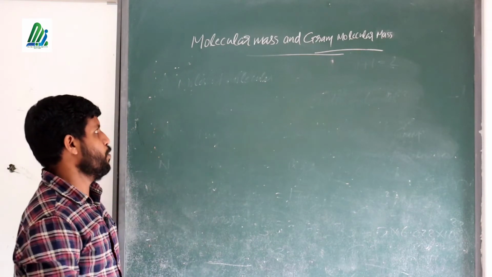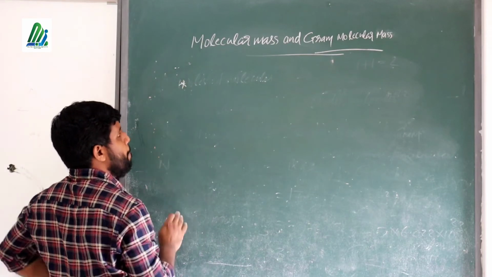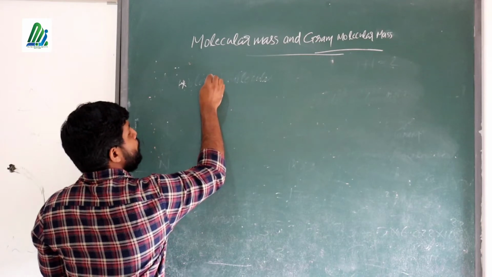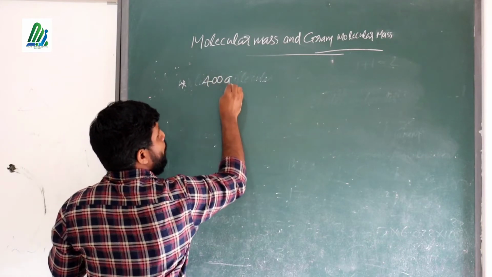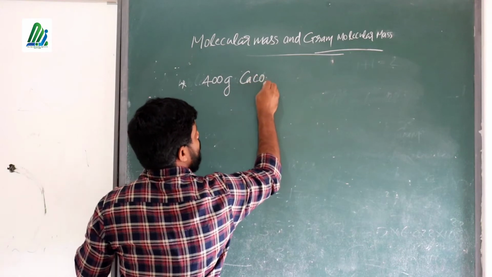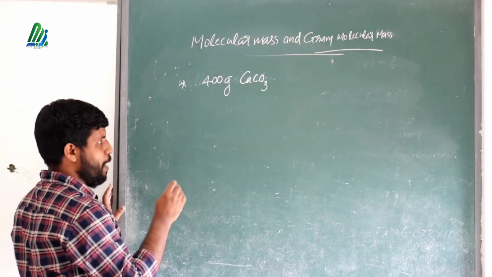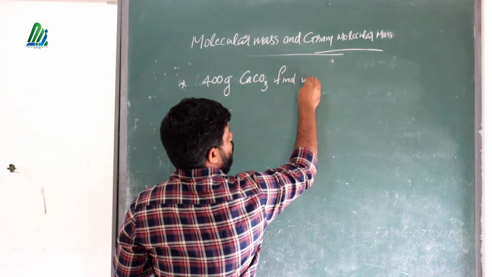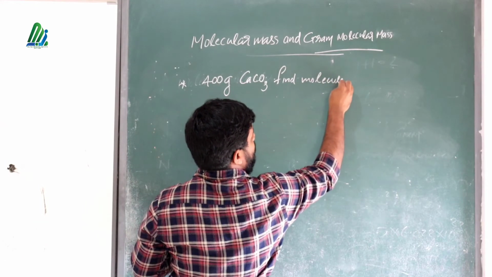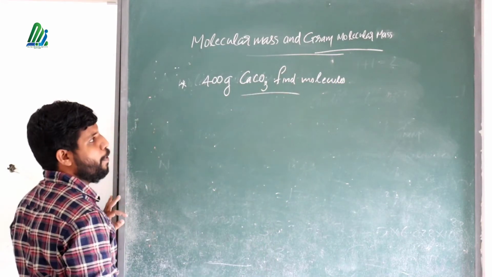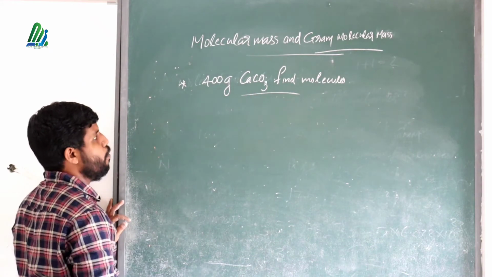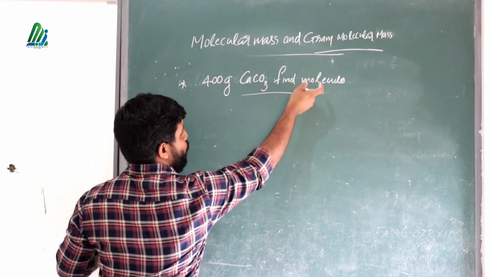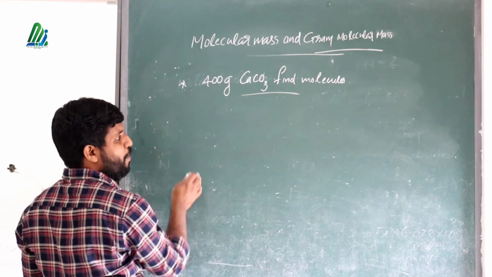So we have to do one question. The question is: if you take 400 gram calcium carbonate, find the number of molecules. That is the question. If you take 400 gram calcium carbonate, calculate the number of molecules.